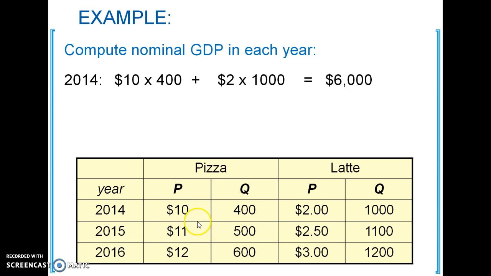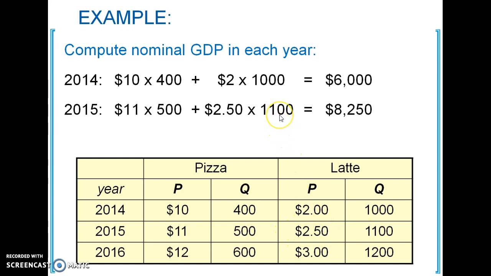So let's look at this. The fact that the pizza goes from 10 to 11 is going to inflate the GDP number. It's going to make it look like it's bigger in 2015 just because the price is higher. Same thing over here for the latte. So for 2015's nominal GDP, it'd be 11 times 500 plus 2.50 times 1,100. And the calculation for the 2015 nominal GDP is 8,250.